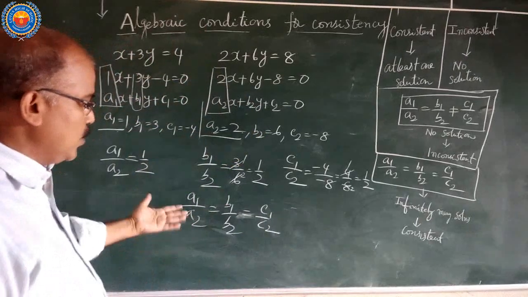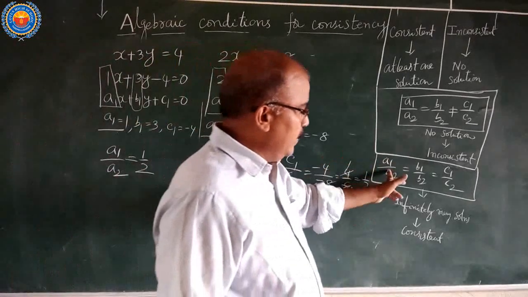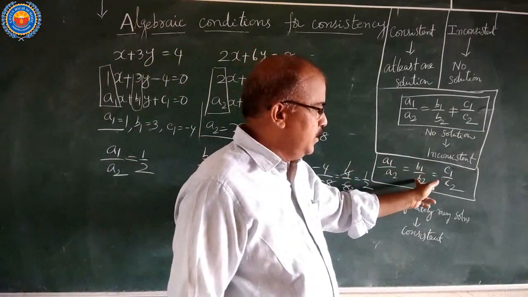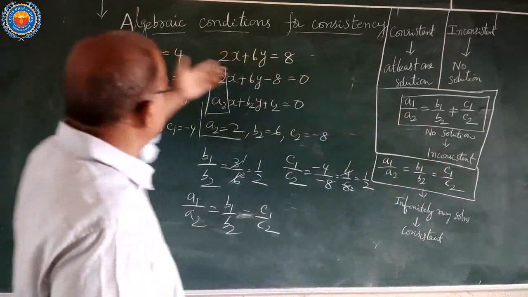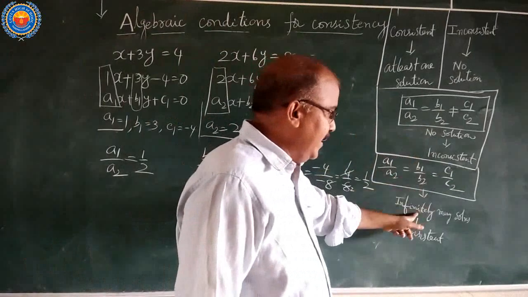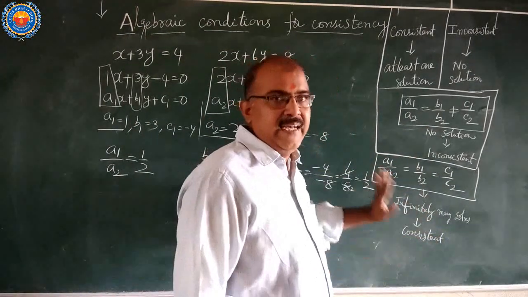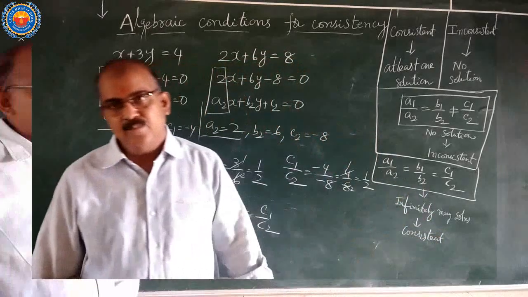Now for this condition also I got a1 by a2 is equal to b1 by b2 is equal to c1 by c2. So if a1 by a2 is equal to b1 by b2 is equal to c1 by c2, already we checked for the normal condition. There also we got infinitely many solutions. That's what I have written, infinitely many solutions. So it is consistent.